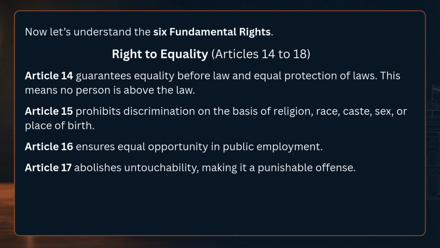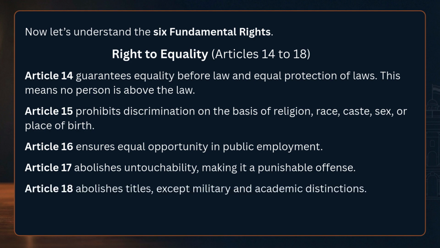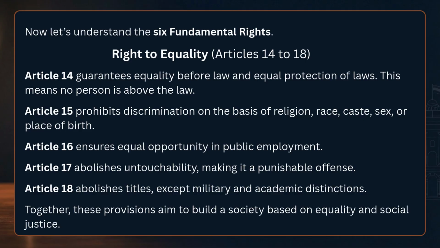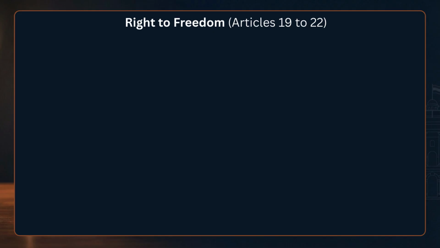Article 17 abolishes untouchability, making it a punishable offense. And Article 18 abolishes titles, except military and academic distinctions. Together, these provisions aim to build a society based on equality and social justice. Next comes the right to freedom, covered under Articles 19 to 22.